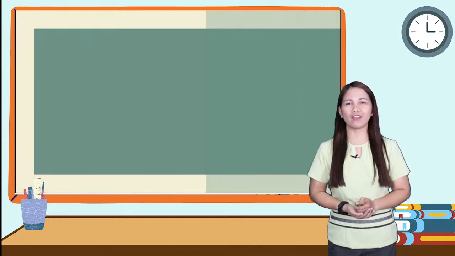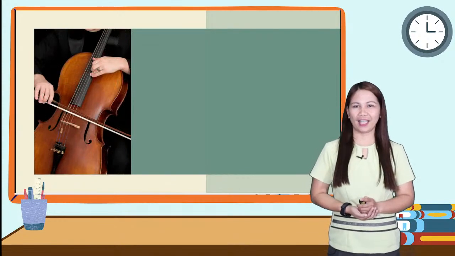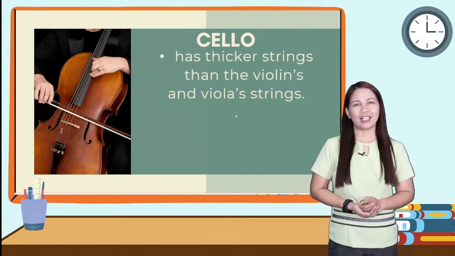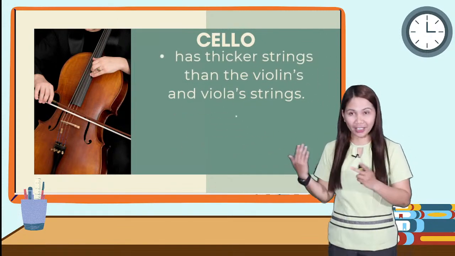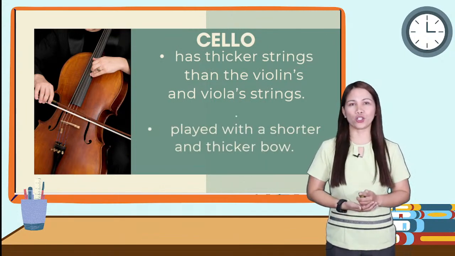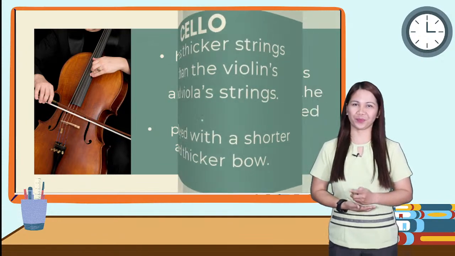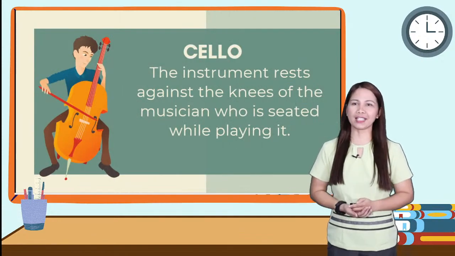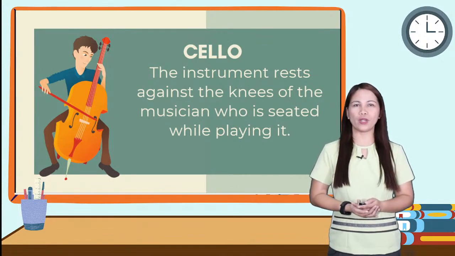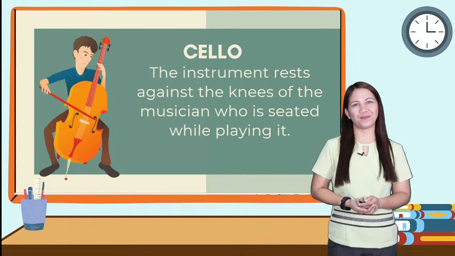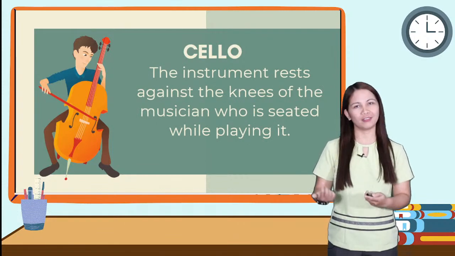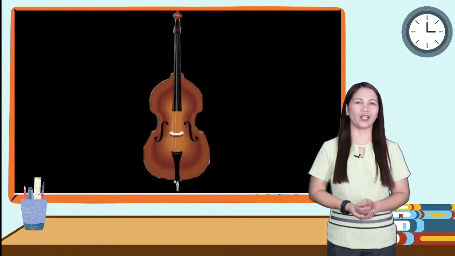So again, what kind of instrument is that? Any guess? That is the cello. The cello has thicker strings than the violin and the viola, and it is played with a shorter and thicker bow. Usually, class, this instrument rests against the knees of the musician who is seated while playing it. So take a look at that picture. That is the correct way of handling it or playing it as well.